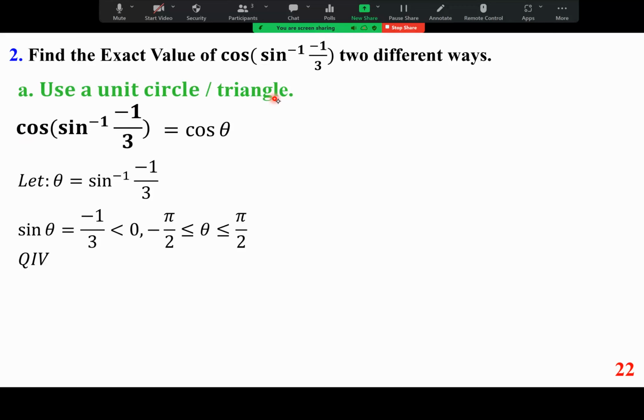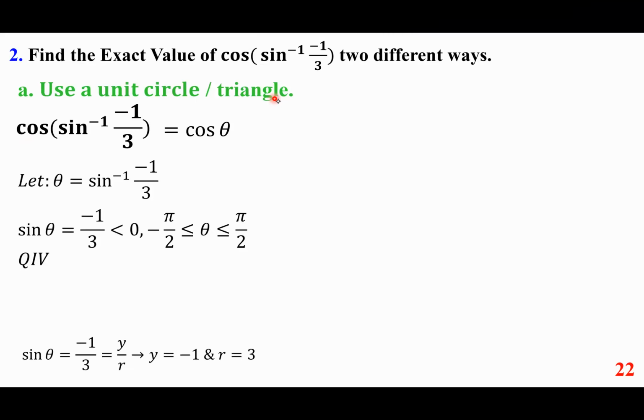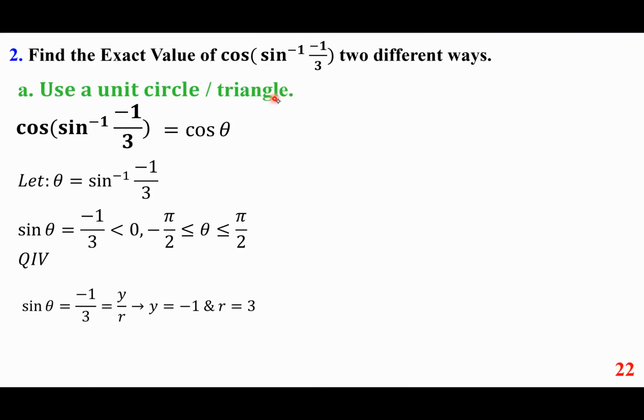I'm going to approach it two different ways. Because sine theta is -1/3, or y over r, r can't be negative, so r is 3 and y must be -1. And we can calculate x to be 2 square root of 2, and the reason is very simple: x squared plus y squared equals r squared.